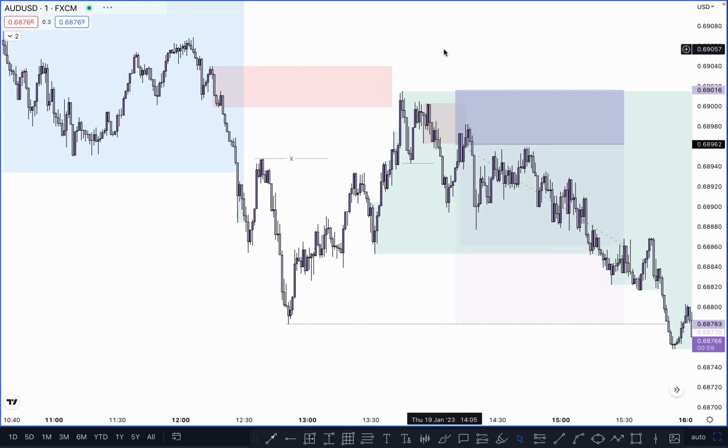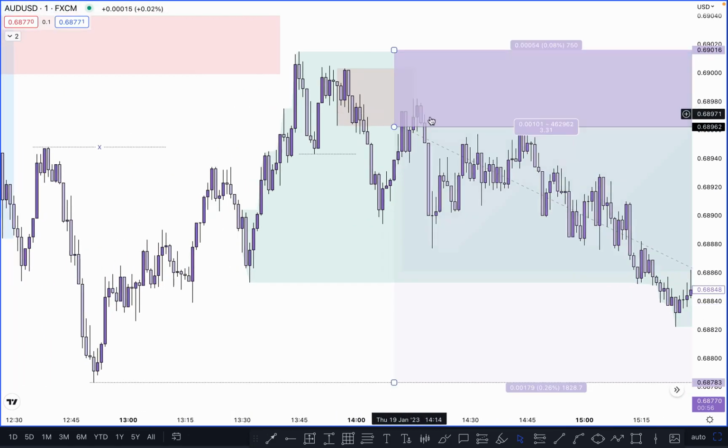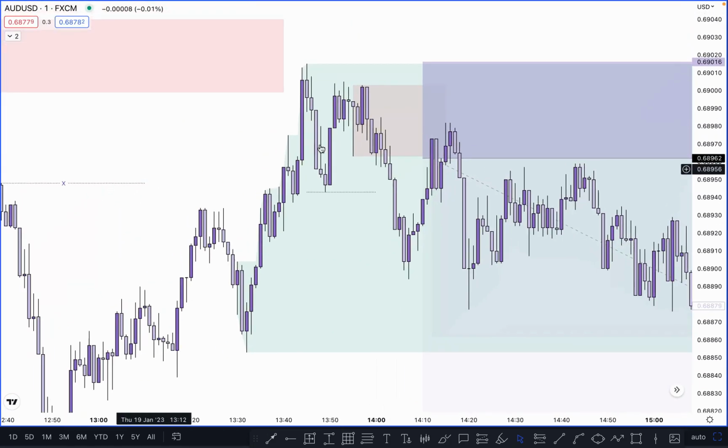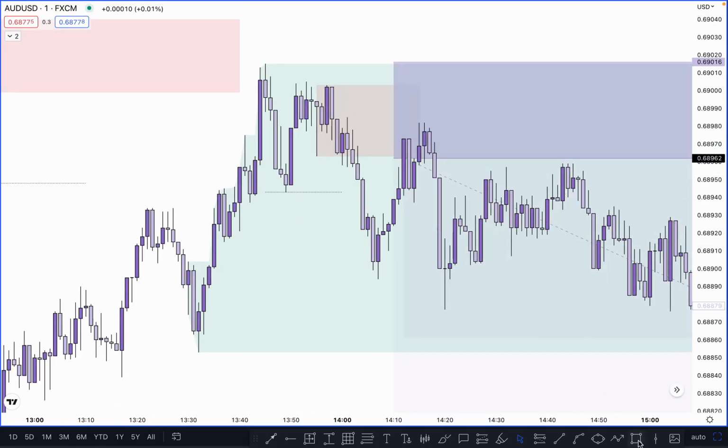Okay, so in this case, as you can see here, where is our unmitigated order block? So where is our candle? This one, right? So this is our candle, and you can sell the next candle, which is here, right? So where is your target? In this case, you can see where our pullback is. The first pullback high is here.